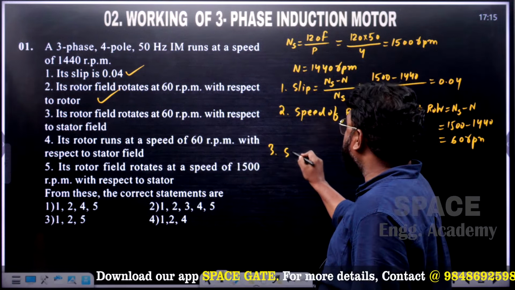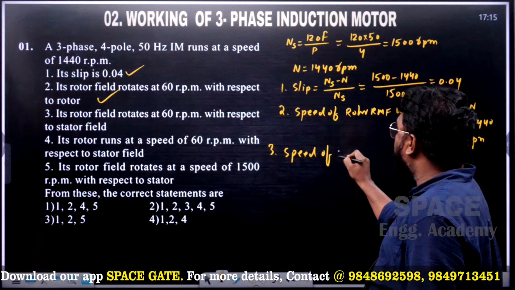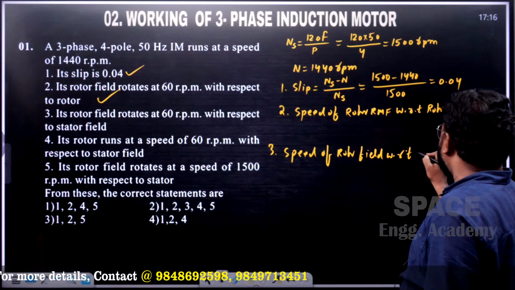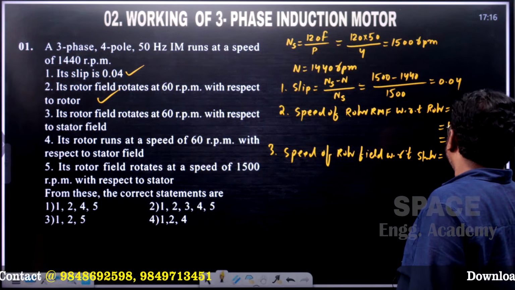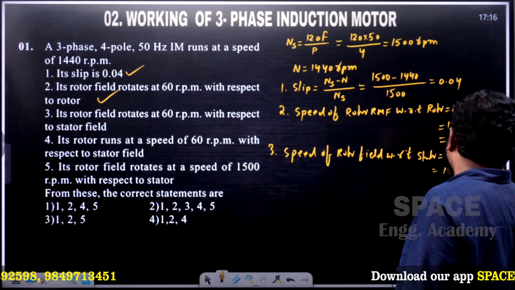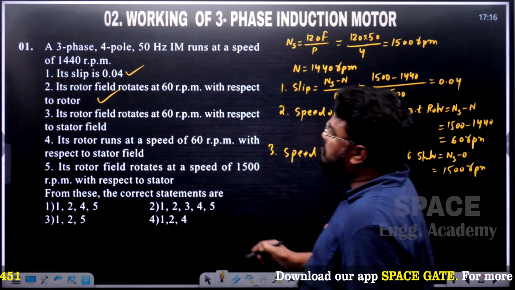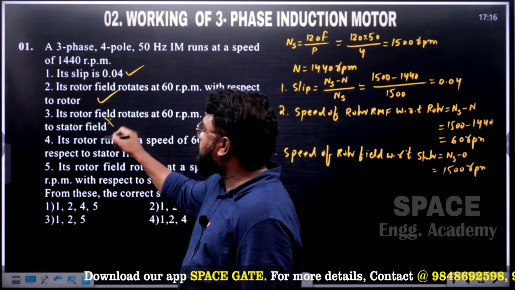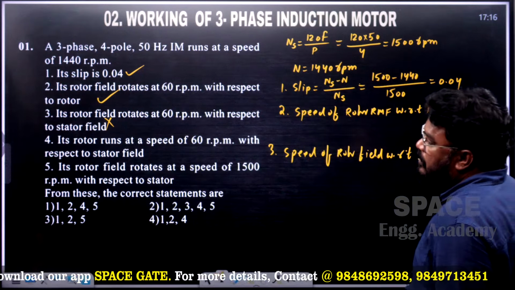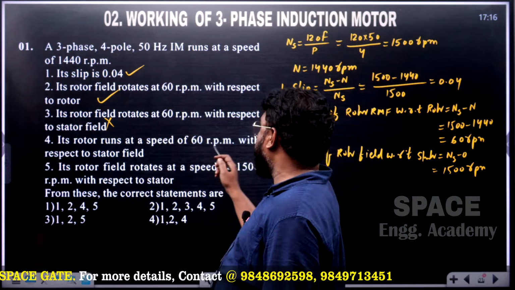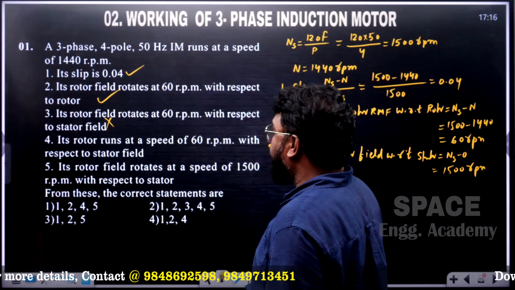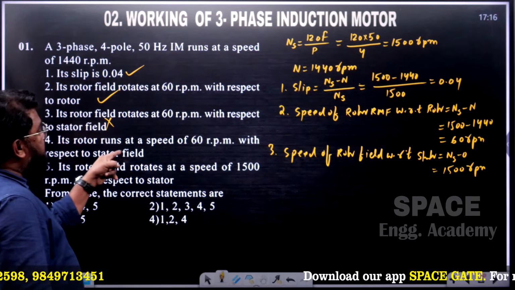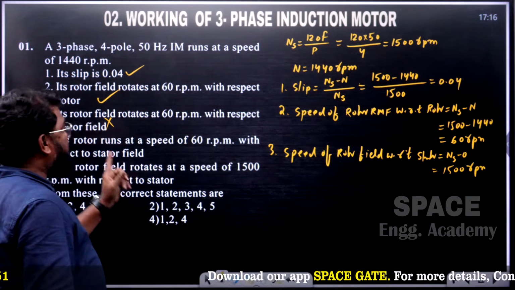And the third statement, speed of the rotor field with respect to the stator: Ns minus 0, it is equal to 1500 rpm. So the statement that the speed of the rotor field is 60 rpm with respect to the stator is the wrong statement. Actually it is 1500 rpm. Its rotor runs at a speed of 60 rpm with respect to the stator field, and this is okay.